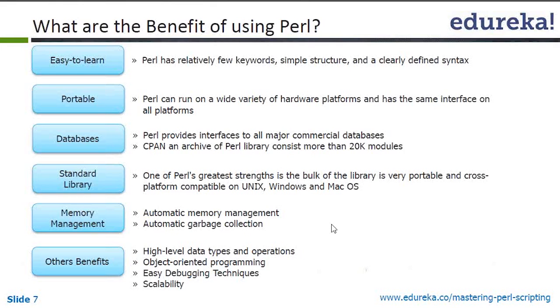Scalability. If you're writing a program in Java, or in Unix scripting, and it takes, let's say, 100 lines, you can do this particular programming in far fewer lines. So it's more scalable and it is more understandable as well. So these are the benefits of using Perl.